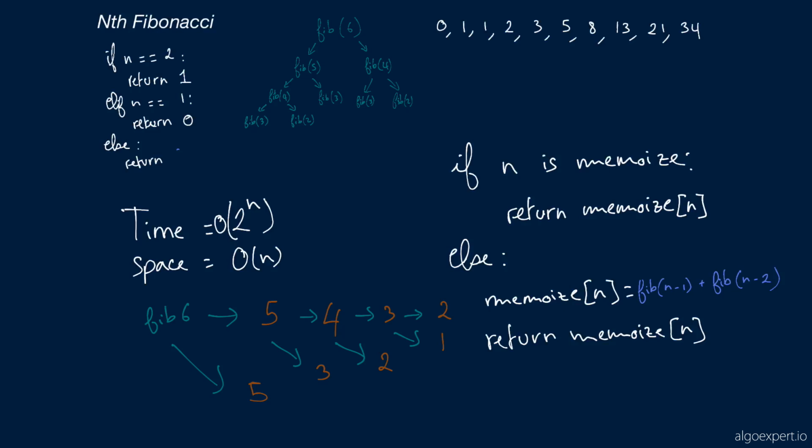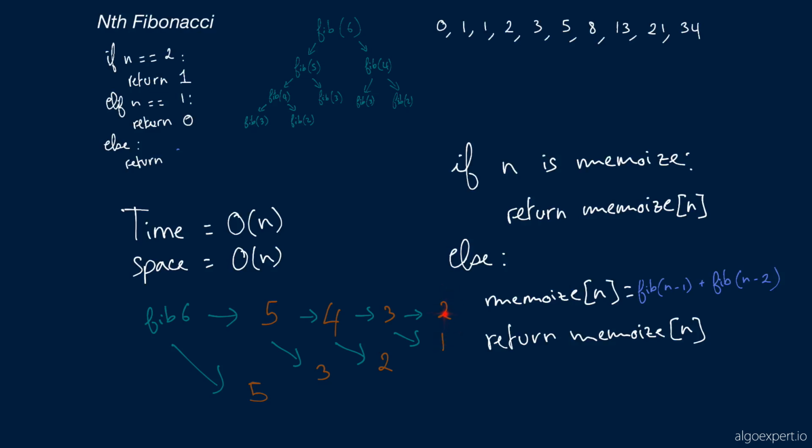Okay? And so this algorithm is not going to run in O of 2 to the power of n time. It's going to run in O of n time. Why does it run in O of n time? Well, we're going to calculate every Fibonacci number once, right? Because Fibonacci of 6 has to calculate Fibonacci of 5, which has to calculate Fibonacci of 4, which has to calculate Fibonacci of 3, which has to calculate Fibonacci of 2, and then we're done.